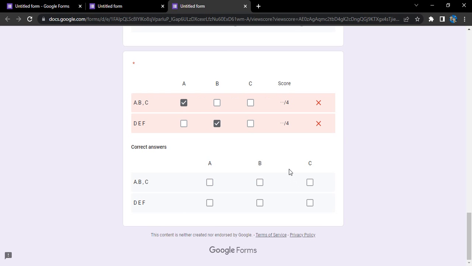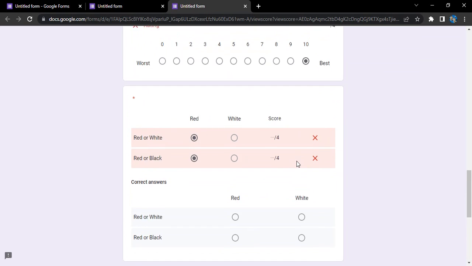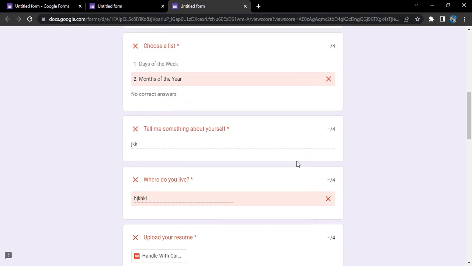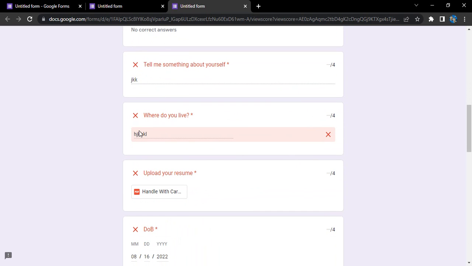Now there is a difference between the paragraph answer and the short answer type question. For the short answer type question you can actually select a correct answer, but for the paragraphs you cannot, because that's a purely subjective question, so that would be marked manually by your instructor.